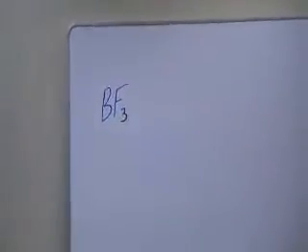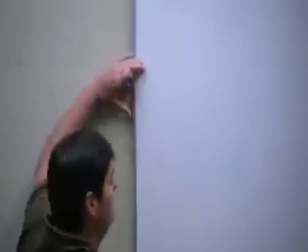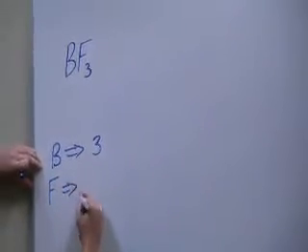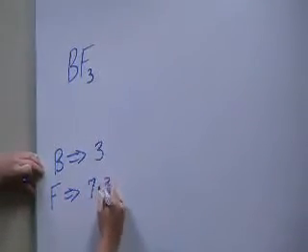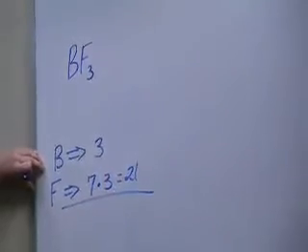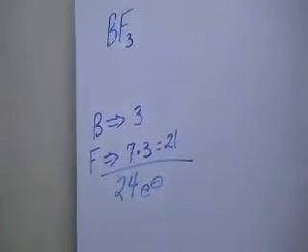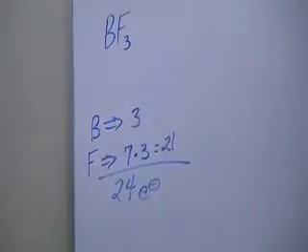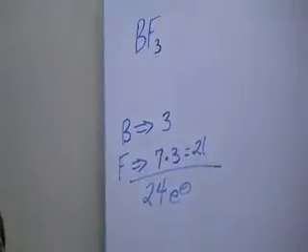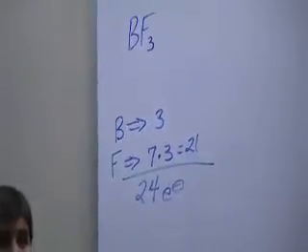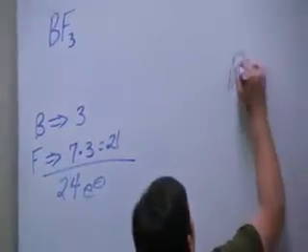Okay, so let's do boron trifluoride. First thing we want to do is count valence shell electrons. Boron brings 3. Fluorine brings 7, and there's 3 of them. So that's a total of 24 electrons. So what's the next step? Central atom. What's going to go in the center? Fluorine or boron? Boron, because it's the least electronegative.